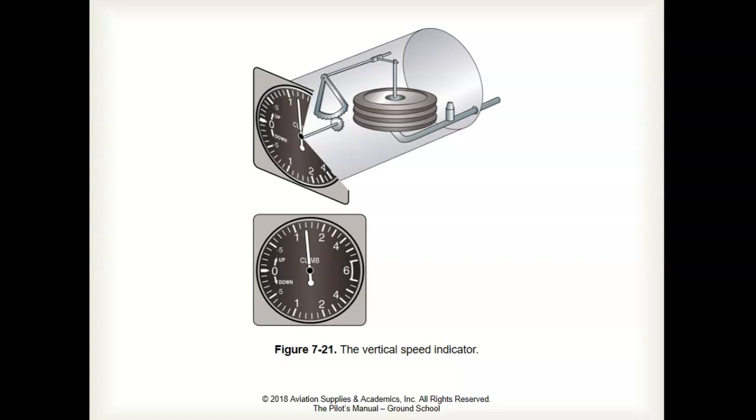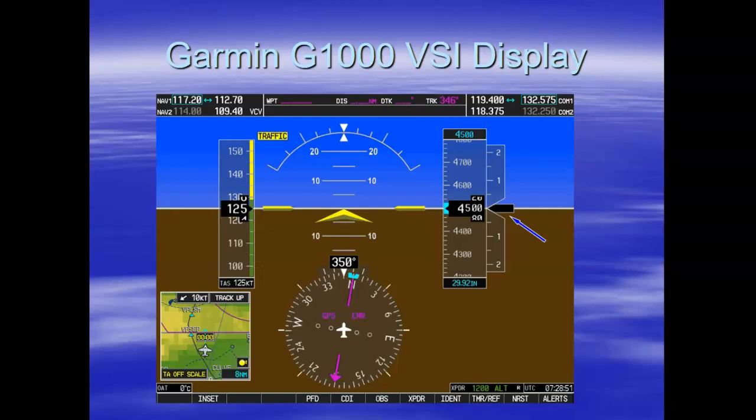per minute. Here's a look at the primary flight display on the Diamond DA40. You can see that the vertical speed indicator is on the right hand side of the altimeter, and as the vertical speed changes, this tape changes to show the rate of climb or the rate of descent.